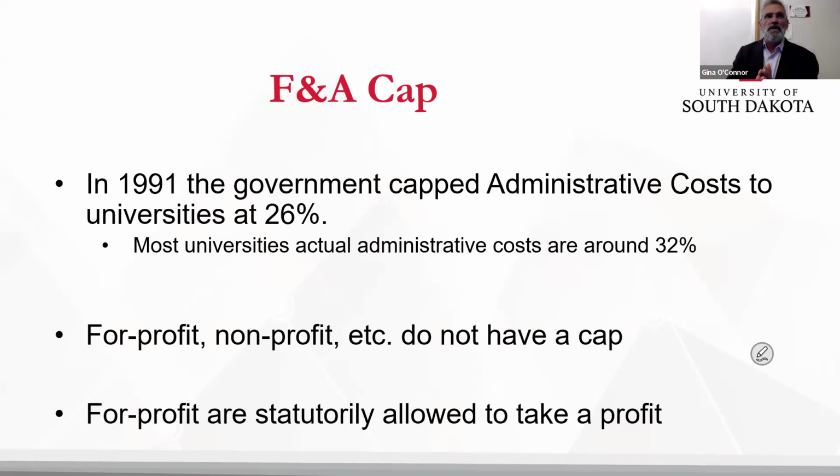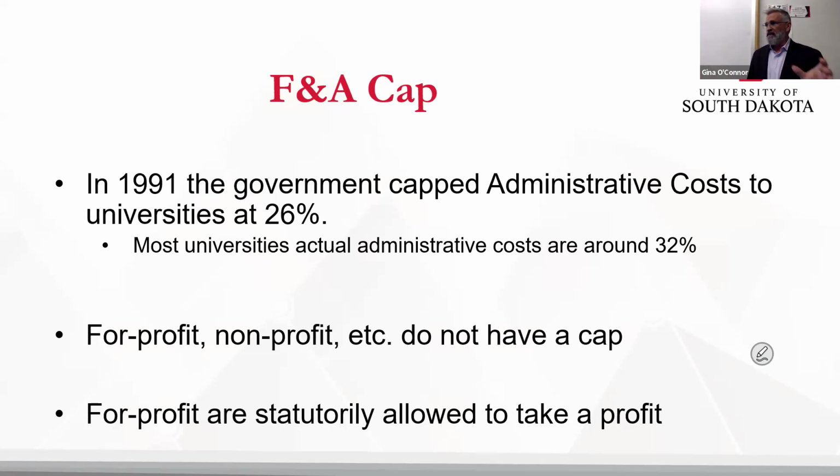So some information about a thing called the F&A cap. It's actually an A cap. In 1991, the government capped the administrative cost to universities at 26%. This was a result of at least a perception of some misbehavior on behalf of universities for inappropriately charging some administrative costs. It was supposedly going to last for a couple of years. That couple of years is now 33 years old, and so that cap has been in place.